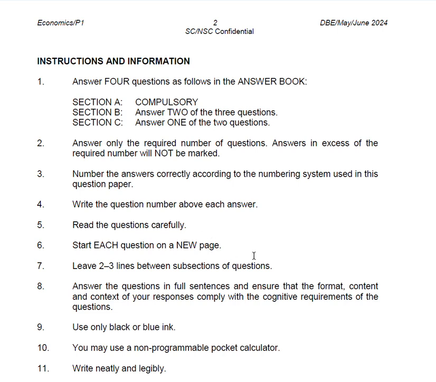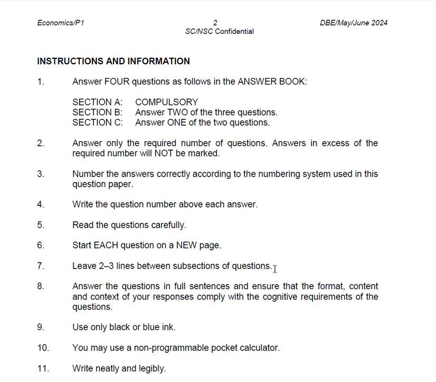Number 6, start each question on a new page. What does that mean? If you still have space on the page after your Section A compulsory question, or after Section B, Question 1, you need to respond to the next question on a new page.